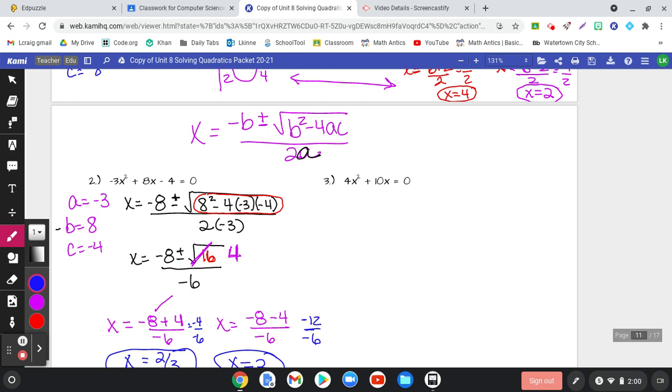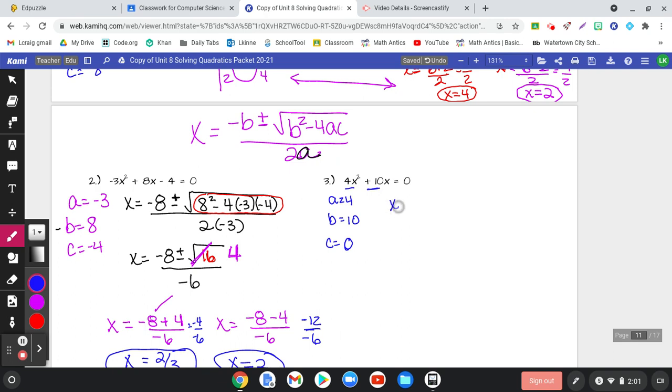So this one looks a little different. Whatever's with x squared, that's your A. So A is 4. Whatever's with x is your B. So B is 10. And then C, there's nothing there. It's there, it's just not visible, so it would be a 0.